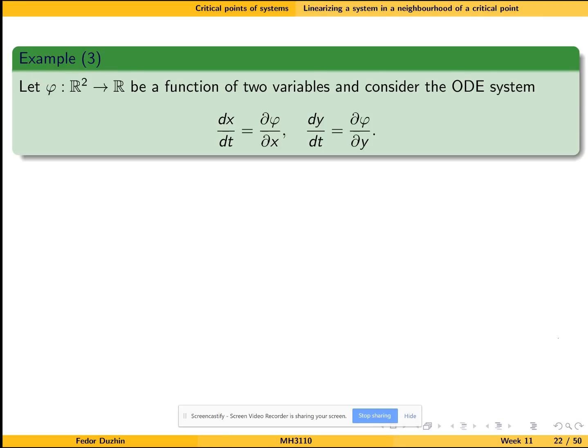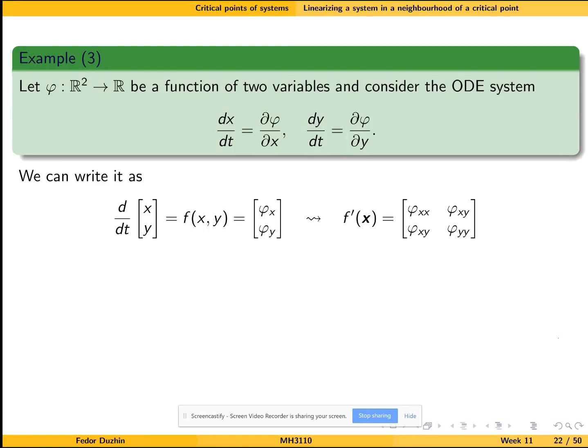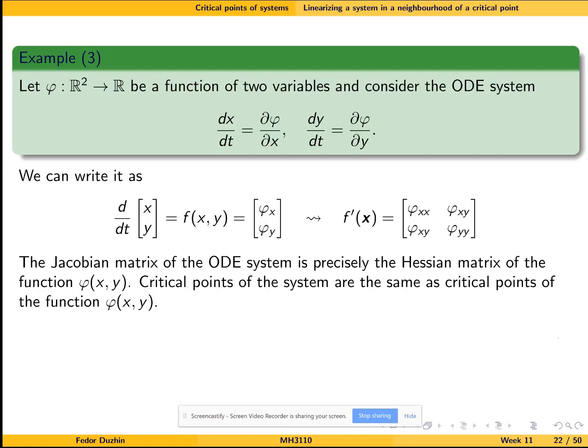But if you have any specific function of two variables, you can differentiate it with respect to x, differentiate it with respect to y. Then you will get two expressions, one in x, one in y. Then you can make a system of autonomous differential equations out of it. Right? But then if you find the Jacobi matrix of the resultant system of differential equations, you will see that the Jacobi matrix of the system of differential equations is nothing else but the Hessian matrix of the original function of two variables. Right? So, which means that the critical points of the system of differential equations are actually the same as critical points of the function understood in terms of calculus 3.